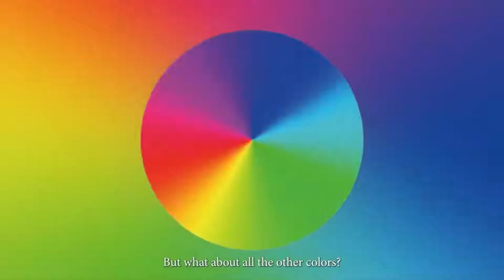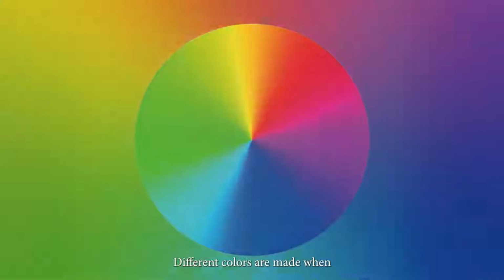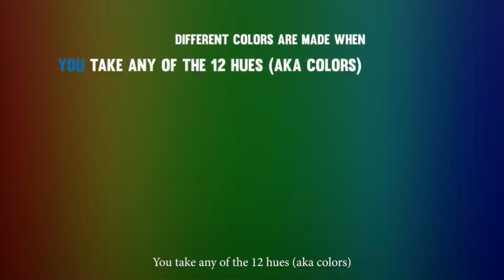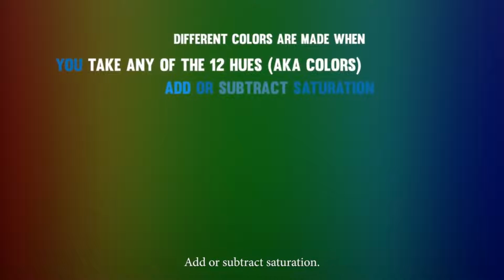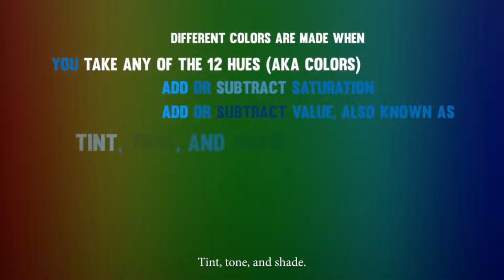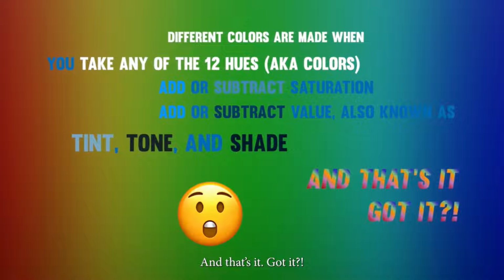But what about all the other colors? Different colors are made when you take any of the 12 hues, aka colors, add or subtract saturation, add or subtract value, also known as tint, tone, and shade, and that's it. Got it? Alright, let's break this down properly.